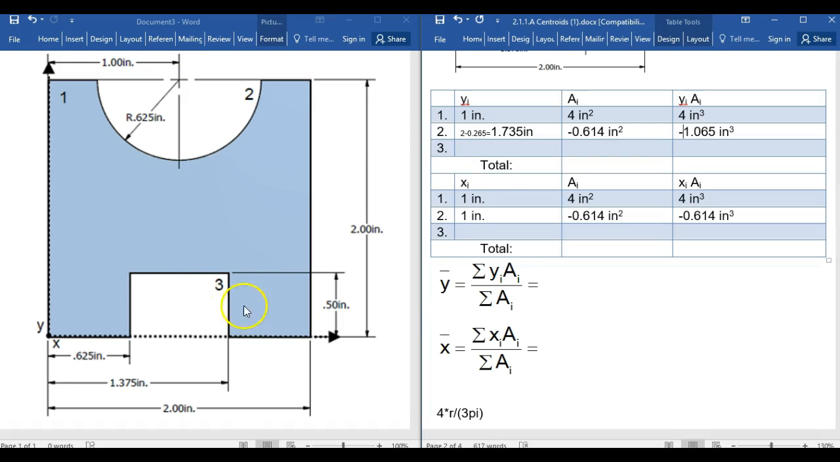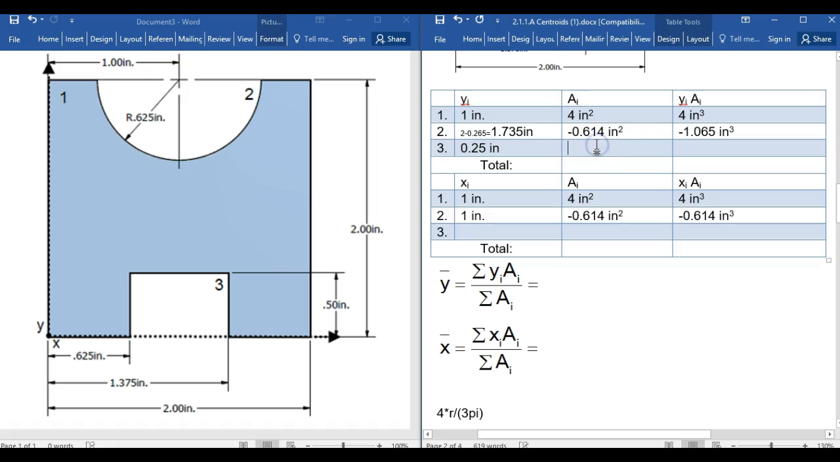Okay, so now the third shape is this one right here, this little rectangle down at the bottom. To find our y centroid location, it is 0.5 inches tall, so we take half of the y, which gives us 0.25 inches as our y centroid for this. And since it is sitting on the x-axis, or the y equals 0 axis, we only have to come up half an inch to get to the centroid. We don't have to add anything to the y.